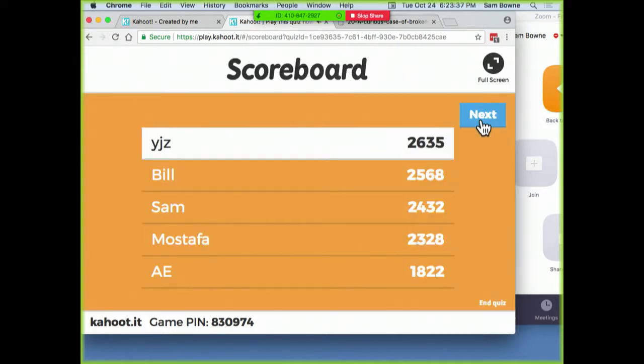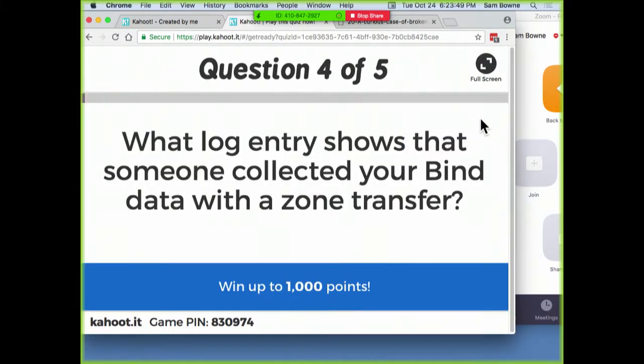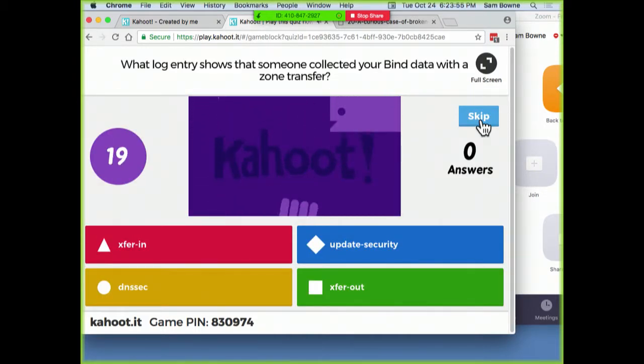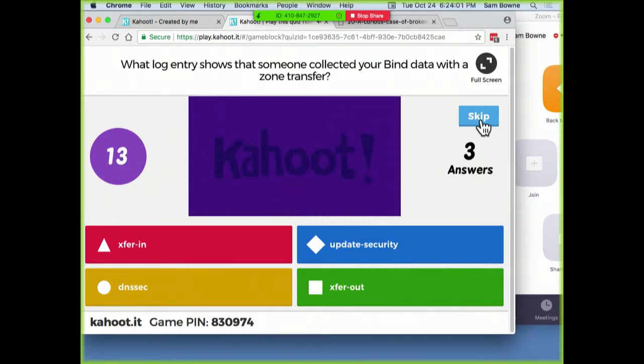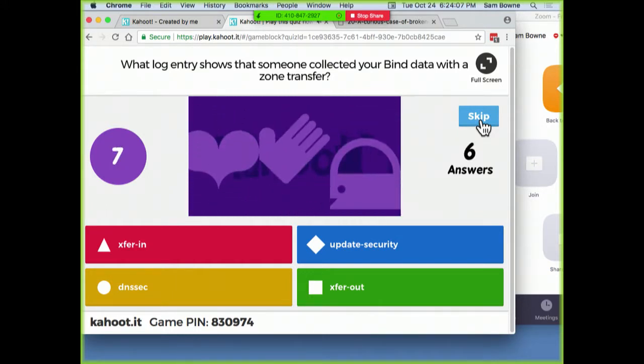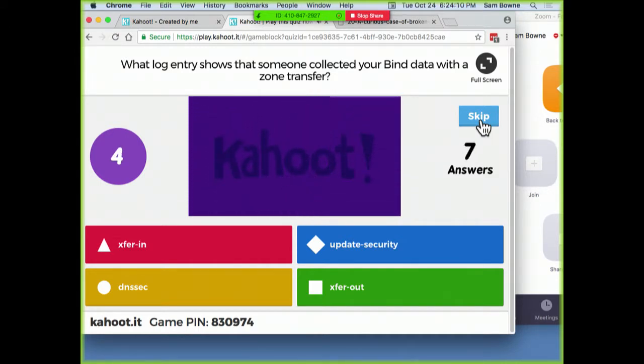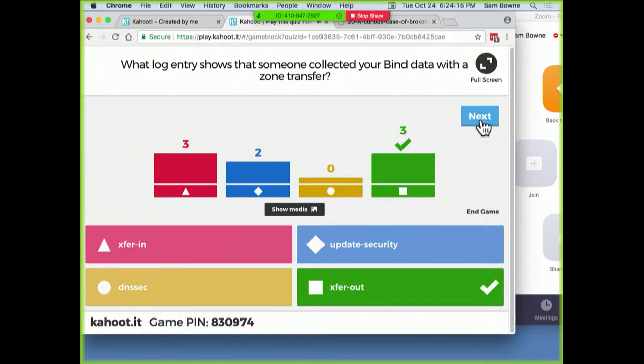Good. All right. Randomization problem again. It's not random? Oh, well, I think it is. It's just we only have 3 samples. Oh, yeah. They've all been the third one? Yeah. Okay, well. The second one. Well, we'll see. So what log entry tells you that someone collected your bind data with a zone transfer? All right, that's transfer out is good. Yeah, so I think there is some randomness. It's not always the same.